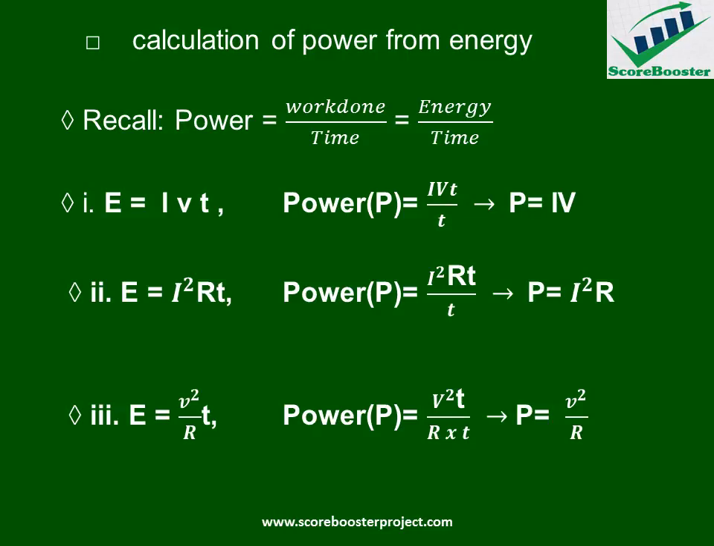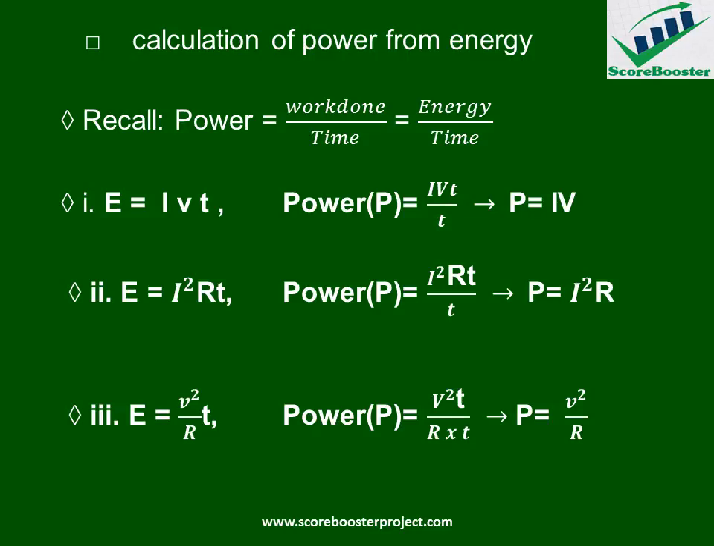And lastly, if we consider the third formula for electrical energy E, which is phi square T over R, then similarly, if we divide the energy by time T to get power, that will lead us to phi square T over RT. So T will cut T, thereby leading us to power P equals phi square over R. So these three formulas of power are very essential for us to take note.